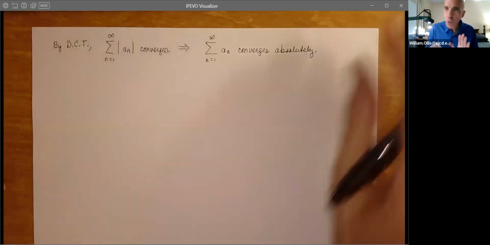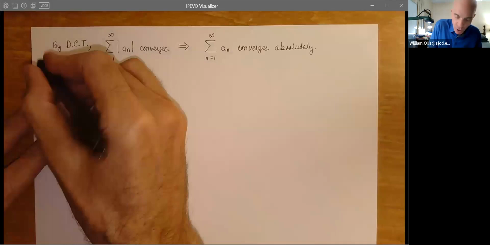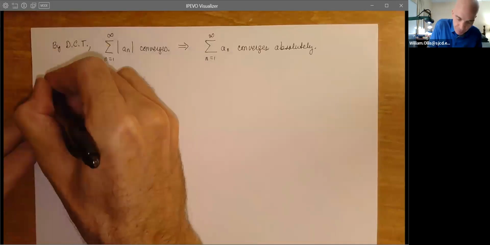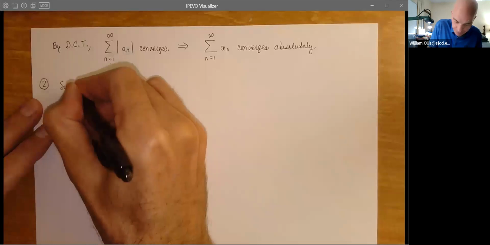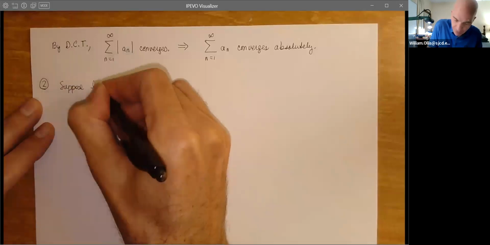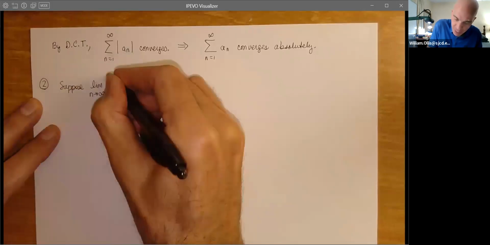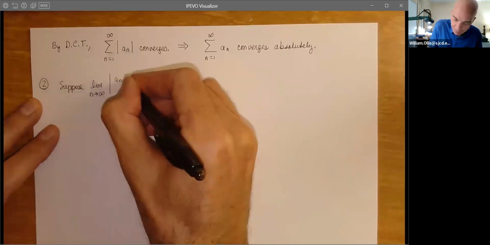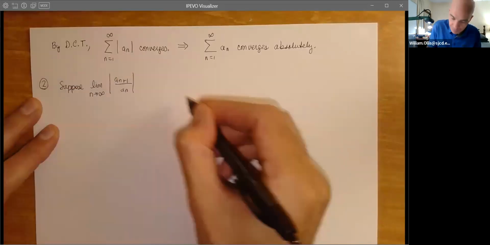Now, for the other parts, and they're simple, and we'll do a couple more examples, then we'll talk about the root test. For instance, suppose that the limit as n approaches infinity of this particular ratio is greater than 1.